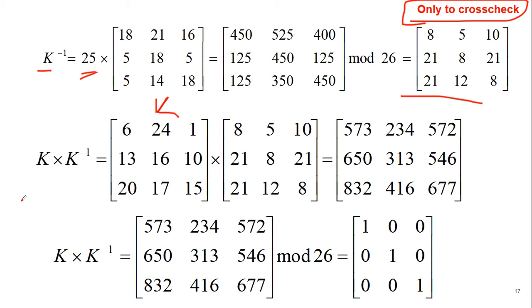So that means the inverse exists, and this proves that encryption and decryption is possible. That's why we want to design the key in such a way that its inverse must be present, then only this scheme will work. In the exam it is not required to cross check K into K inverse, because whenever the problem is given in the exam, it already has the inverse, that is K inverse is present.